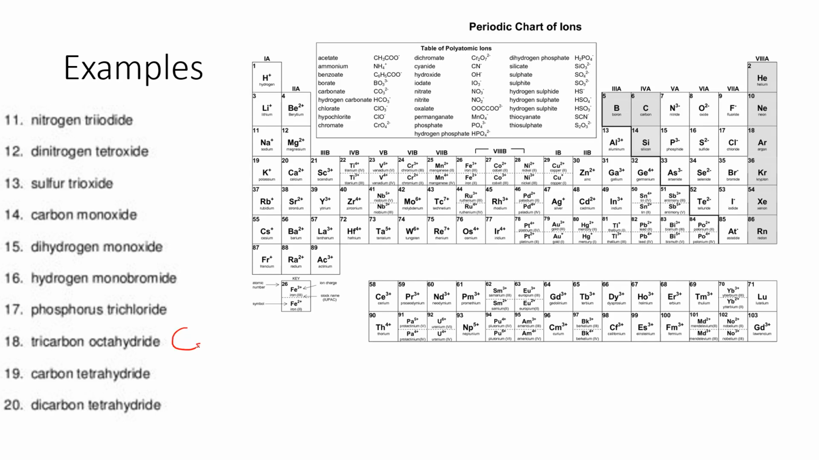Tricarbon. Once again, we don't really name it like this, but if you were to name it, you can name it like this. This is an organic molecule, so you would probably end up calling it, let me think, methylbutane. I'm not sure, but just know you don't really name it like this. But if your teacher wants you to name it as a covalent compound, then name it as tricarbon octahydride. And same with this one. Okay, so that's it for today.